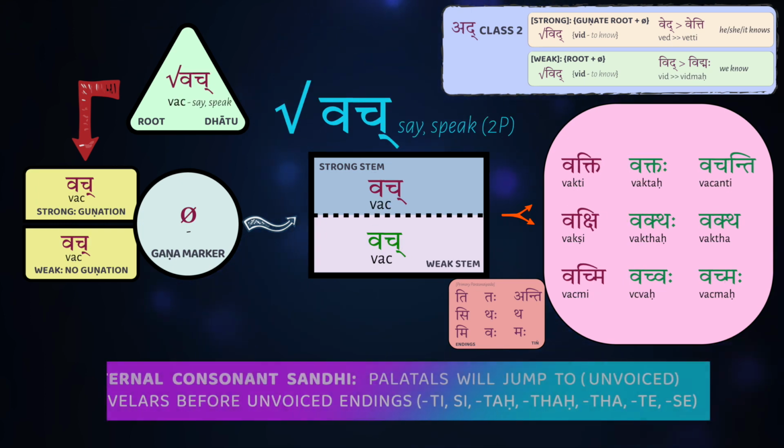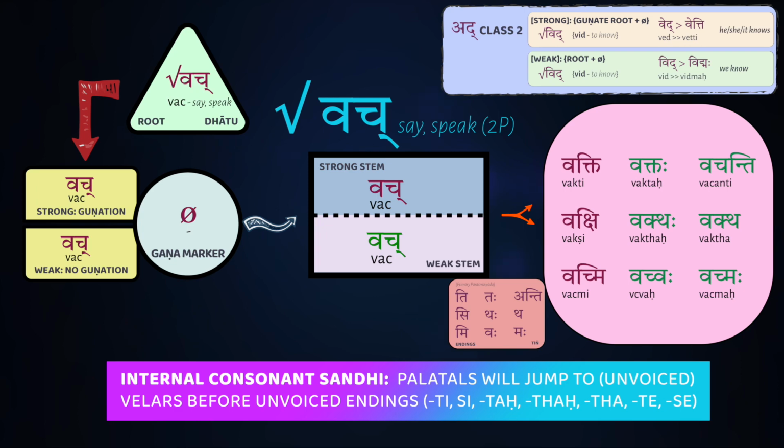Let's turn now to another common second class verb, vach, which means to speak, a very important verb. Here, since the guna of u is o, both the strong and weak stems are going to be the same.